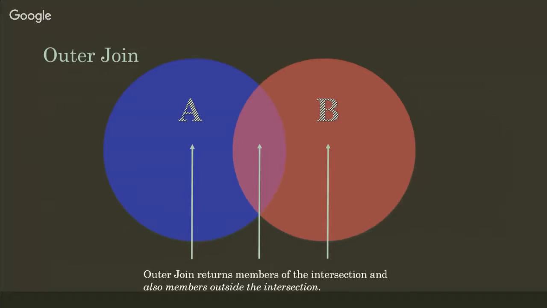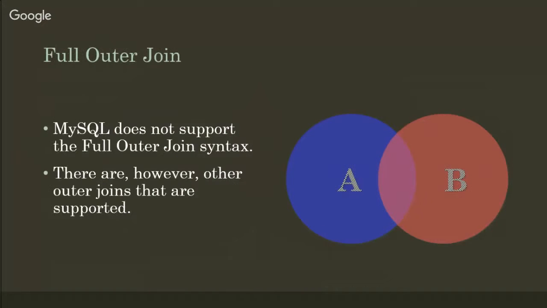The outer join is similar, but it returns members of the intersection of the two tables, and also members that don't match, that don't satisfy the join criteria. MySQL does not support the full outer join, which is what I just described, but there are other outer joins that are supported.